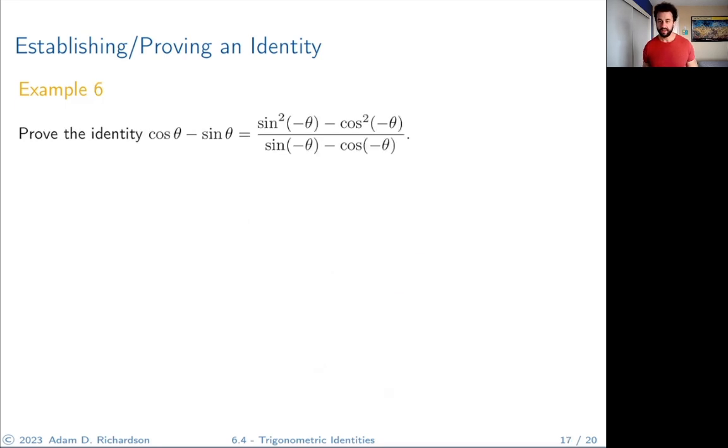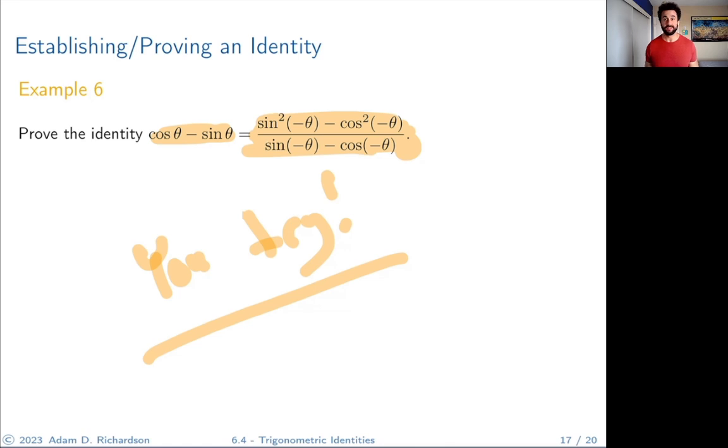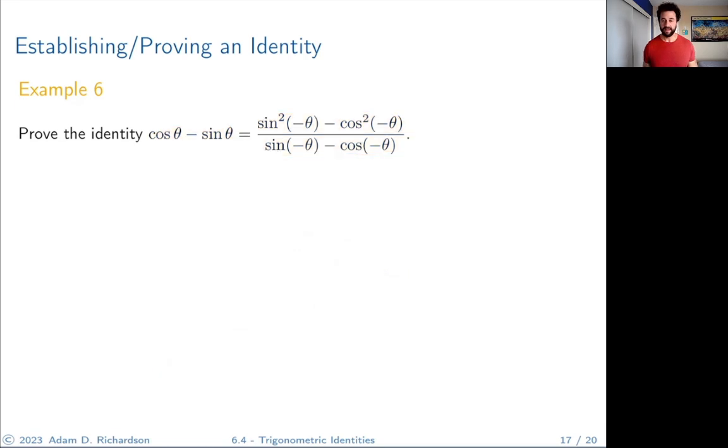Let's try another one. All right, let's prove the identity cosine theta minus sine theta equals this mess. All right, and just like before, take a minute, think about it, say something out loud to yourself about how you think you would approach the problem, and then try it on your own. So I'll write it, you try, and then we'll do it together in just a minute. All right, let's try it together.